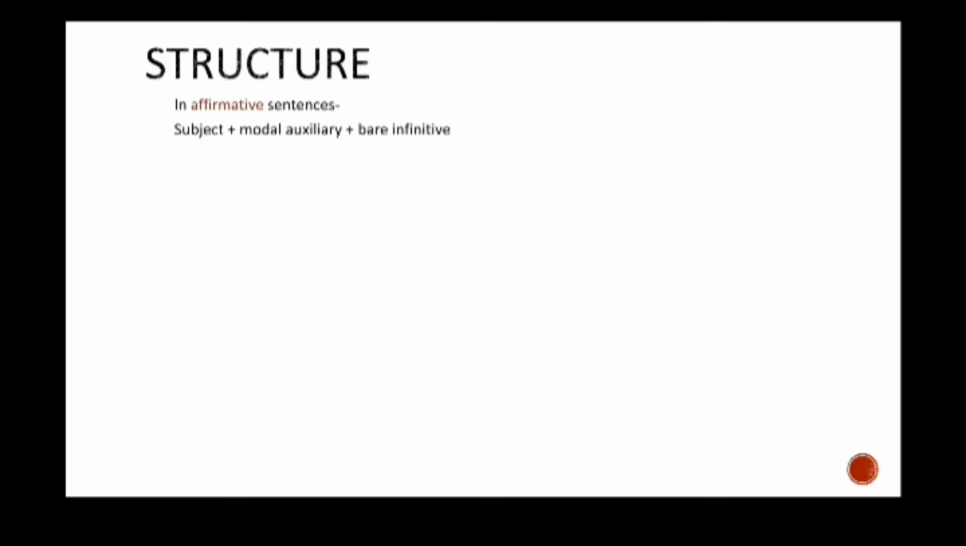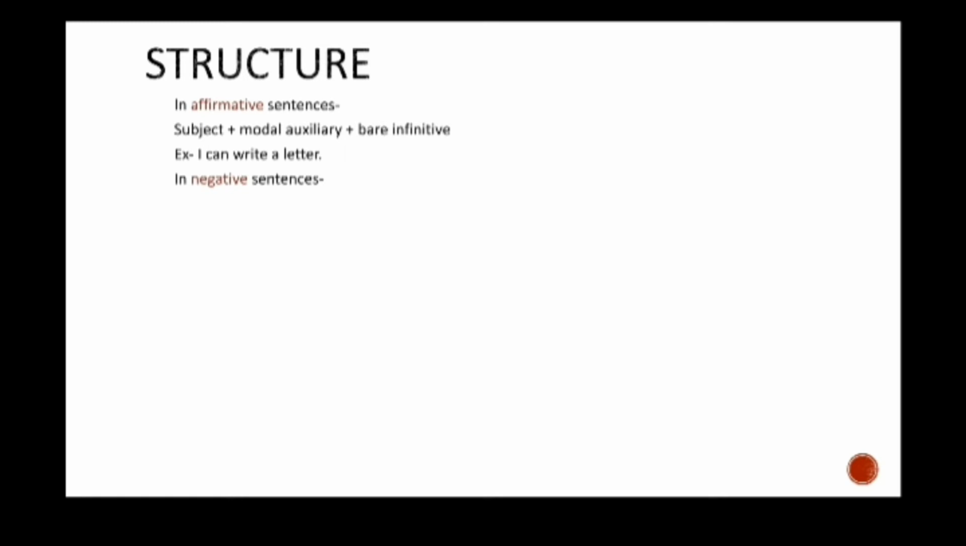Modal auxiliary verbs are used with bare infinitives, like I can write a letter. Let's analyze this sentence. I is the subject, can is the modal auxiliary verb, write is the bare infinitive, and a letter is the object.